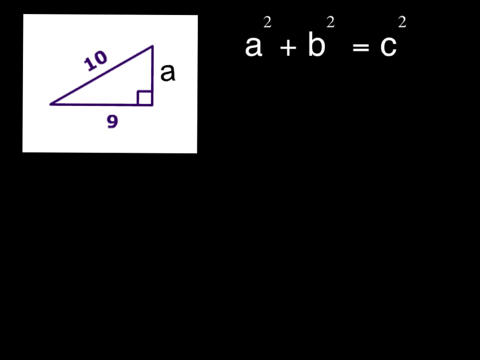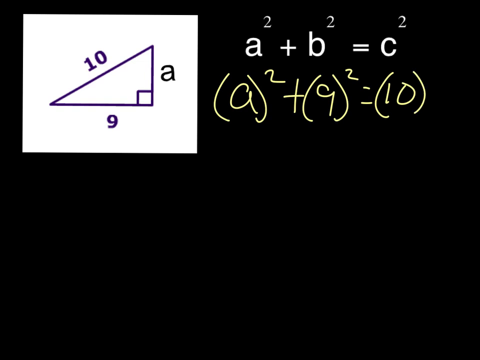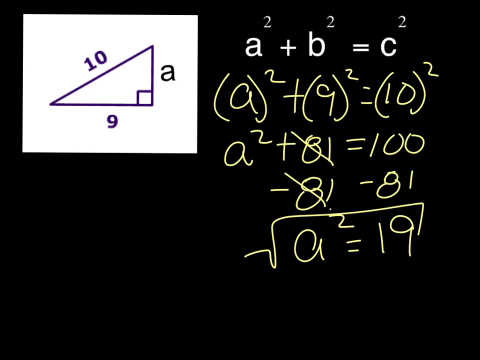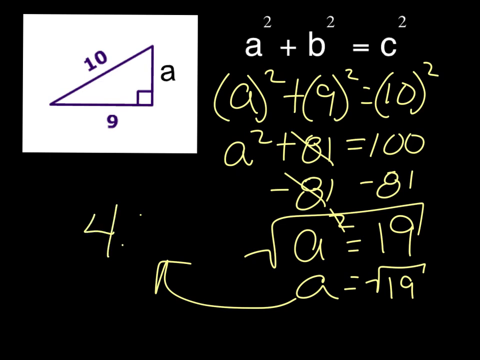So here we're again looking for a. So we'll put in a squared, our b is 9 squared, our c is again 10 squared. So our a squared plus 81 equals 100. We're going to subtract 81 from both sides. That leaves us with a squared equals 19. Again, we take the square root, which gives us a equals the square root of 19. We can't simplify it, so if we're asked to put it as a decimal, we can use a calculator and we would round it to the nearest tenth to come up with 4.3.